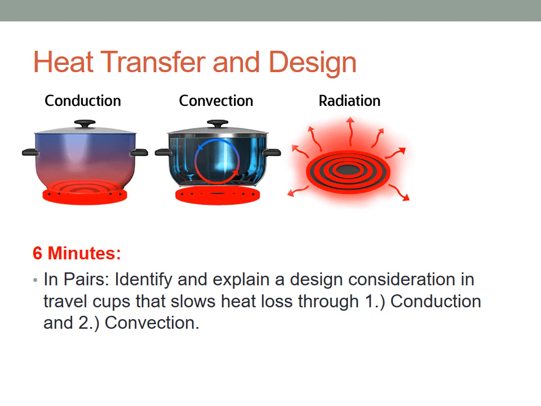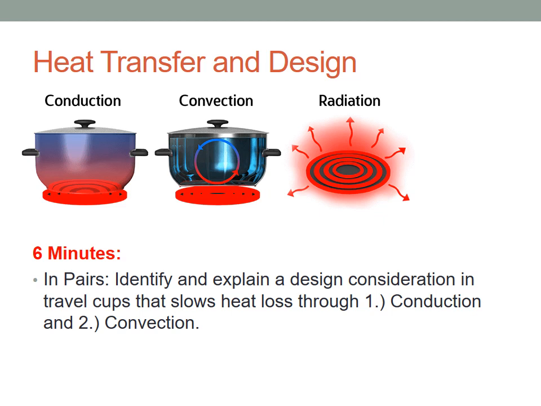Okay, so let's consider first true conduction. Now, conduction is what we were talking about earlier in terms of heat loss for our previous example. We were only worried about conduction as in heat flowing through a material. So when two materials are in contact, conduction refers to how easily heat will flow through it. You'll also note that that is very similar in terms of electricity. Typically, what is a good thermal conductor is a good electrical conductor. So identify and explain a design consideration in travel cups that slows heat loss through 1, conduction, and 2, convection. We'll focus on that first one first.